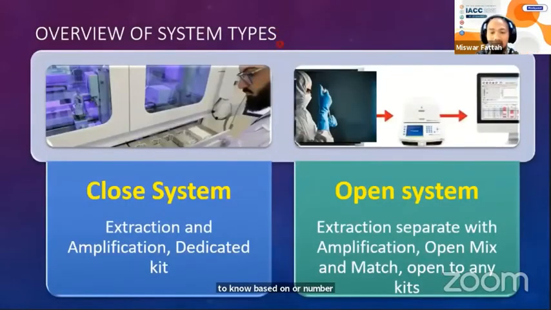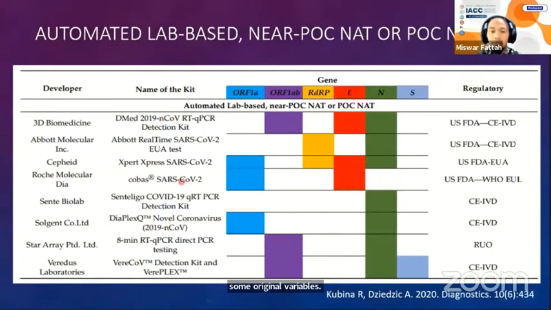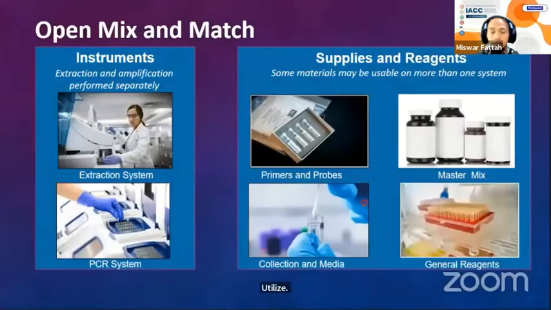And there are 2 types of instruments: the closed system and the open system. A closed system is dedicated for extraction and amplification, and sometimes it is fully automated through to interpretation. With an open system, we can mix and match among the available reagents. Some examples of closed systems are GeneXpert, which utilizes three targets, Roche, Qiagen, and Ferarri's laboratory. And for open systems, we can also mix some available reagents.